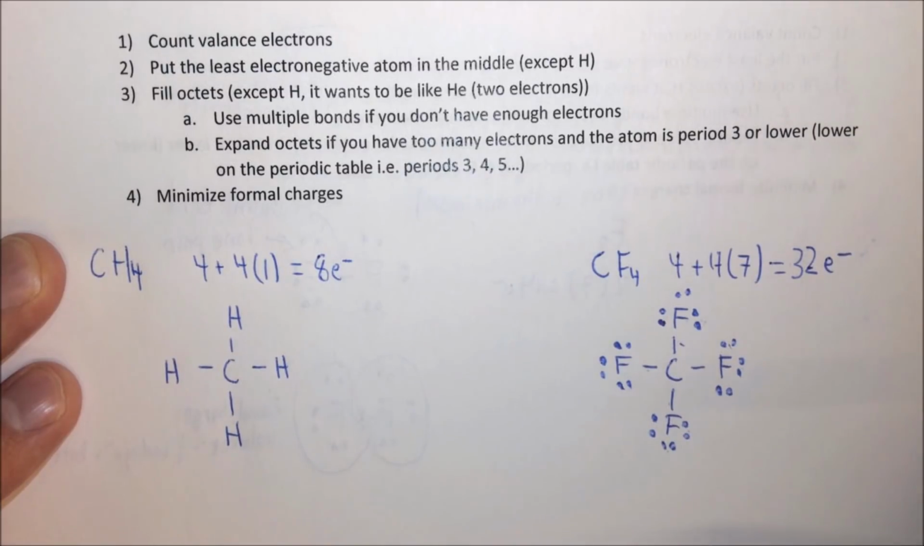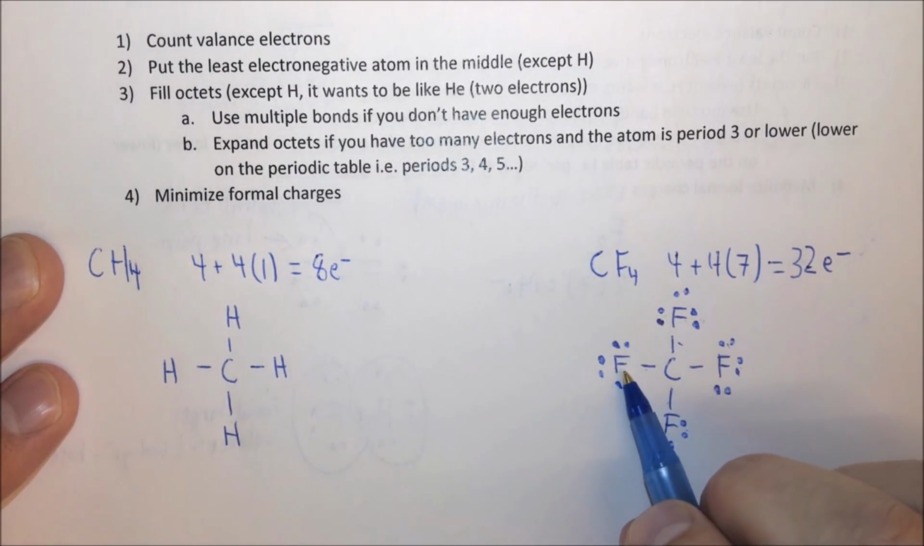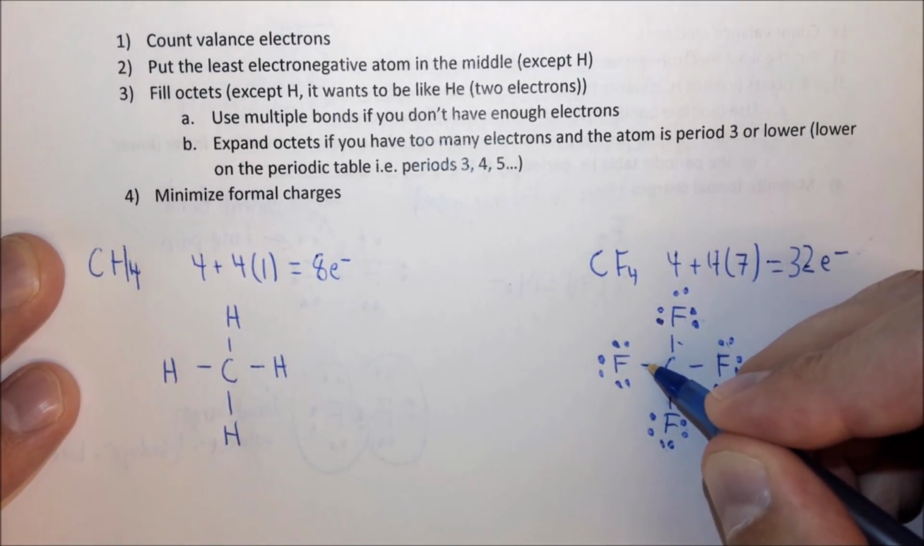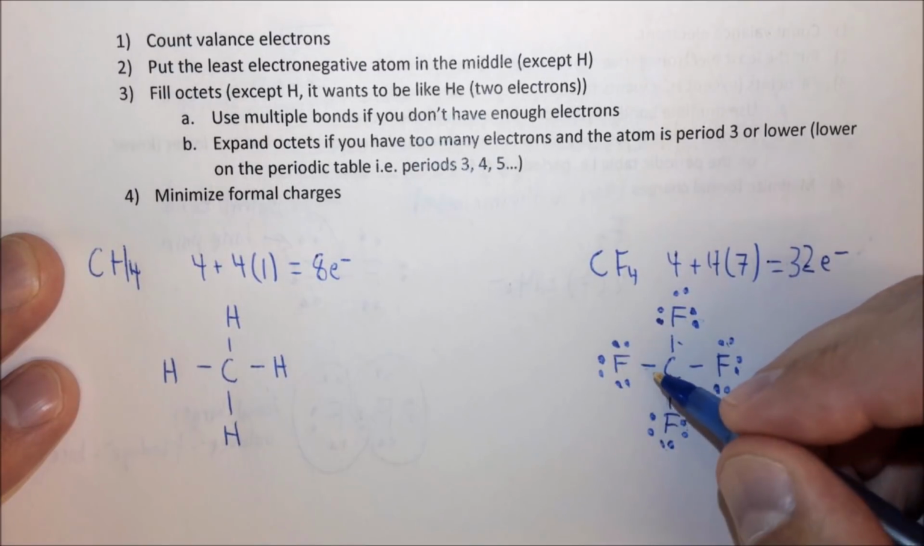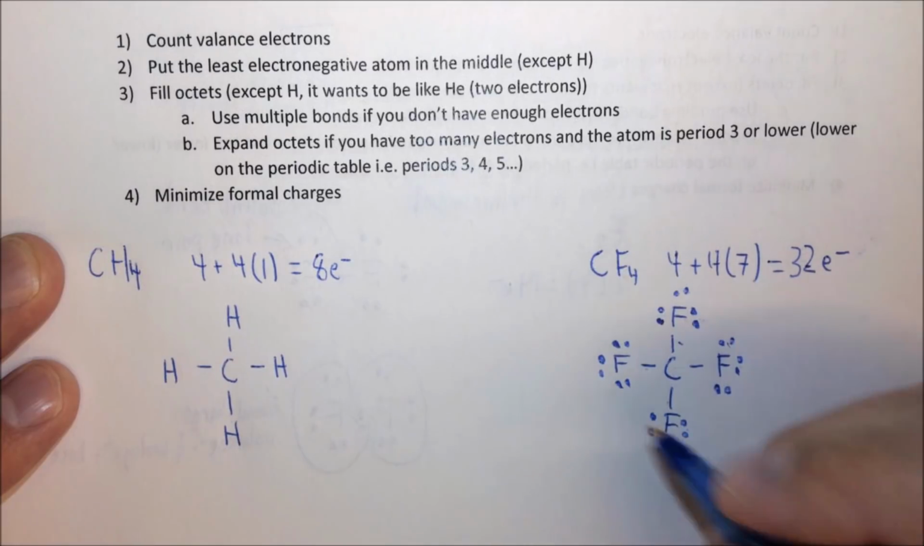So we filled all the octets. If all the formal charges are 0 and the overall charge of the species is 0, we have a good Lewis structure. So let's see. Fluorine wants to have 7 electrons around it. Count the dots as 1, count the dashes as 1. Remember, there's 2 electrons in the covalent bond. 1 formally belongs to this fluorine and 1 formally belongs to carbon. So we're going to count the dots as 1 and count the dashes as 1.